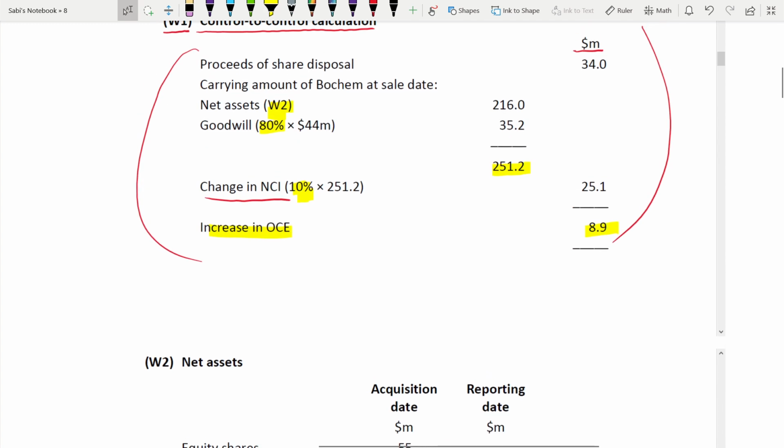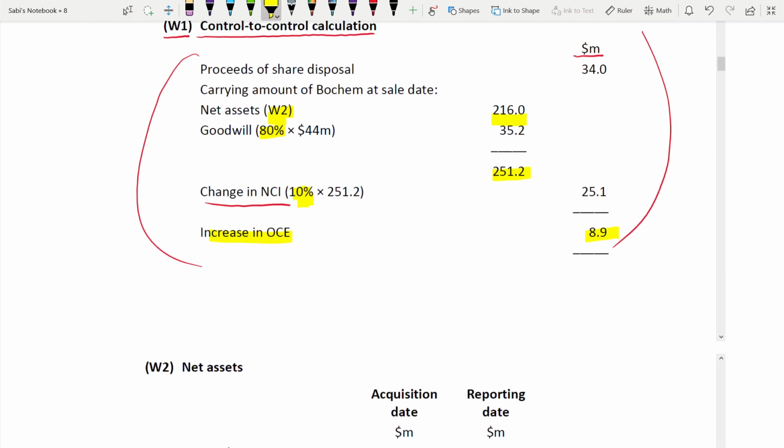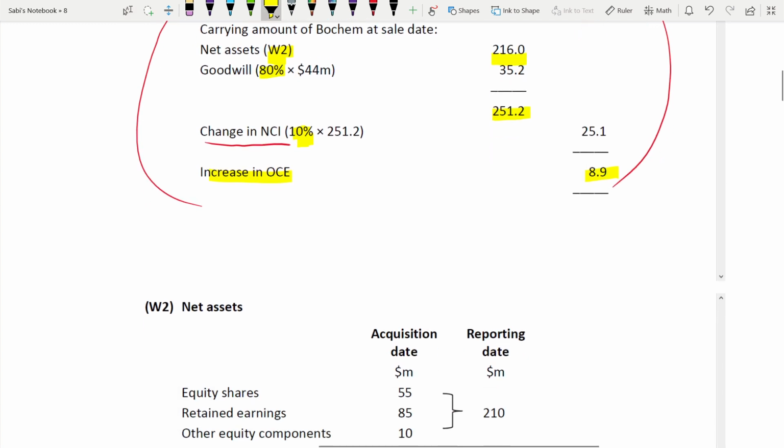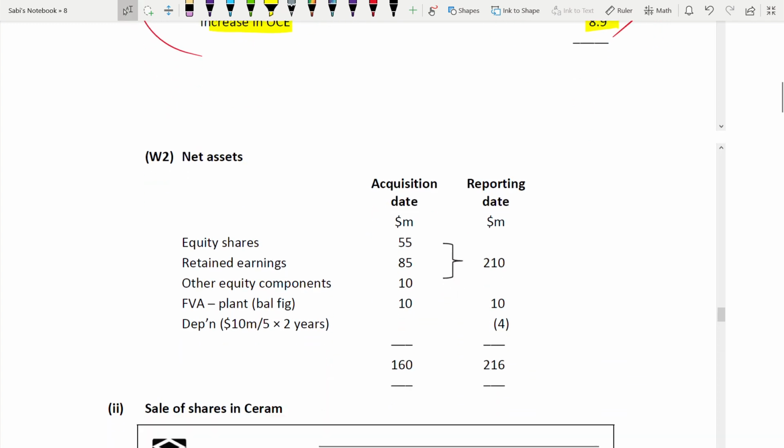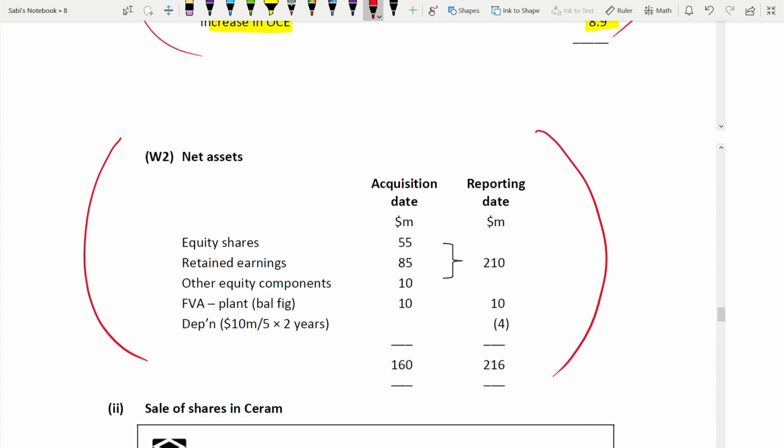Next is net assets, because to find this 216 we need the net assets working too. This is pro forma. When you want to find net assets where you have been given information relating to the acquisition date and the reporting date, please use this method. This method is only used when you are given information like this.